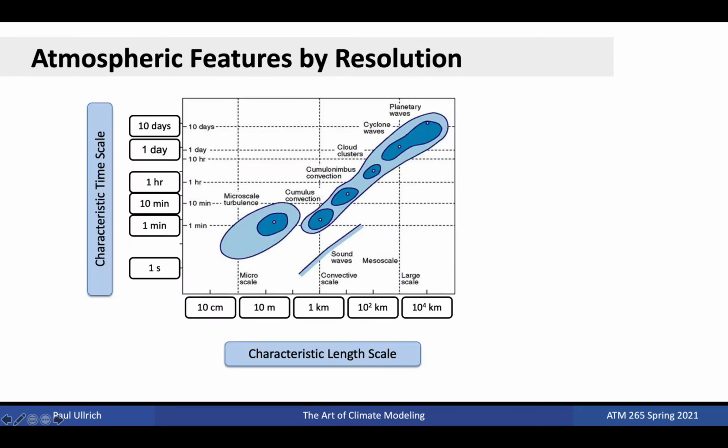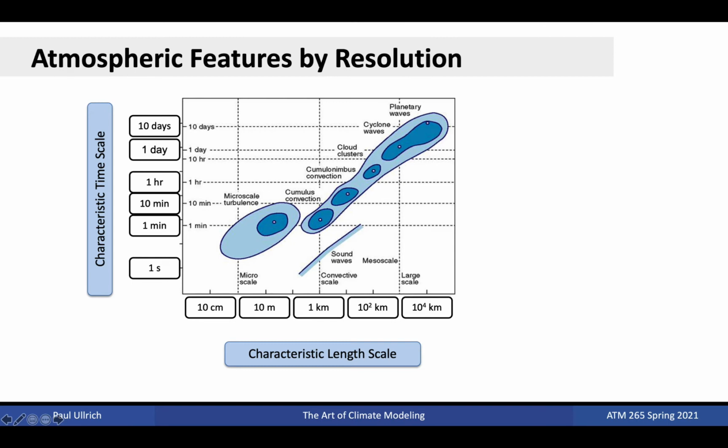The plot here shows atmospheric features in terms of their characteristic length scale along the bottom axis and their characteristic time scale along the left axis. At the top right of this chart, we see planetary scale waves with scales up to the circumference of the planet. Below that are cyclone waves, responsible for extratropical cyclones with a spatial scale of 1,000 to several thousand kilometers and a time scale of days.